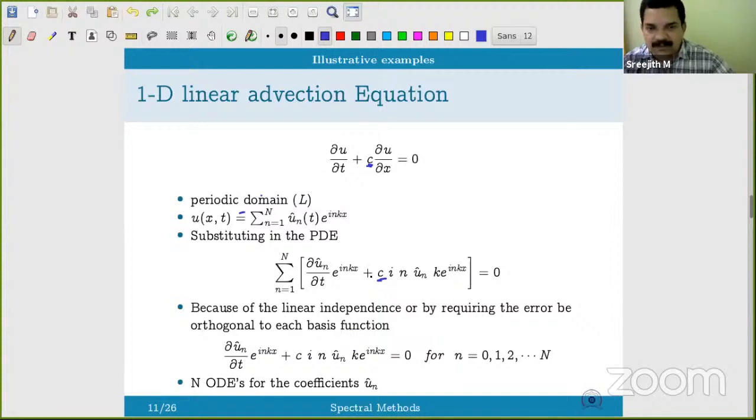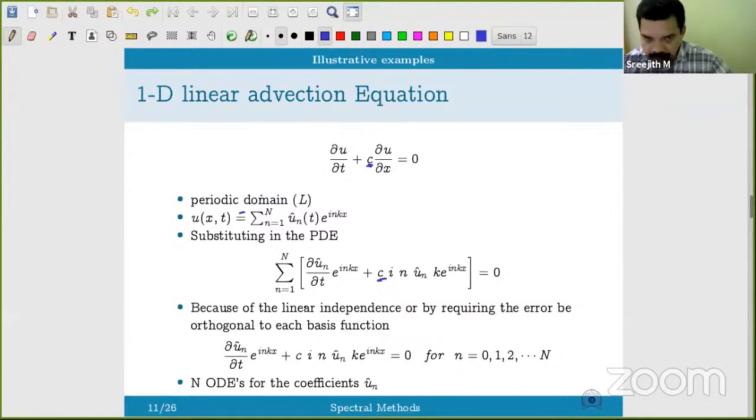So now the whole process is made simple by taking the Fourier transform. Actually, we are time stepping this equation in the Fourier space. If you take e^(inkx) outside, you have the equation ∂u_n/∂t + c i n k u_n = 0. In Fourier space, we have to solve only this. There is no e^(inkx), so I can solve that equation. So that's the case of the linear advection equation.